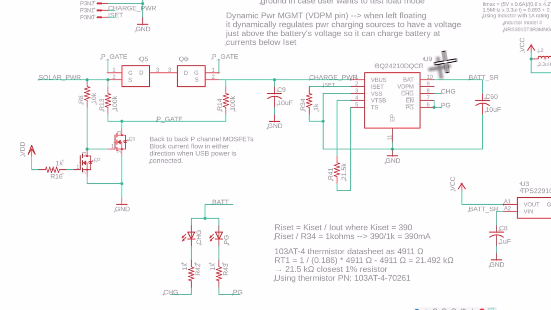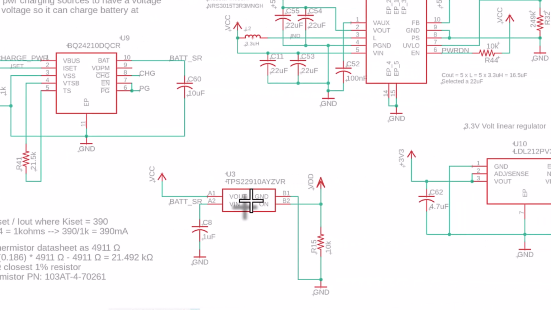And then the output of the battery charger, BAT SR, connects to a shunt resistor that we use to measure the current to the battery, and that shunt resistor then connects directly to the battery. So the battery is essentially here at this node, but with a small value shunt resistor in there as well.